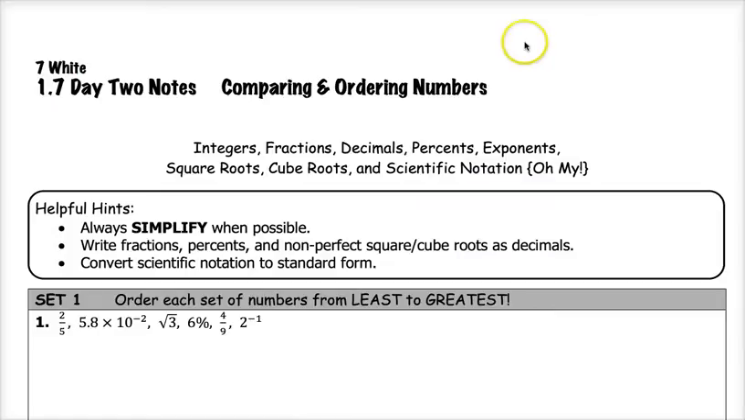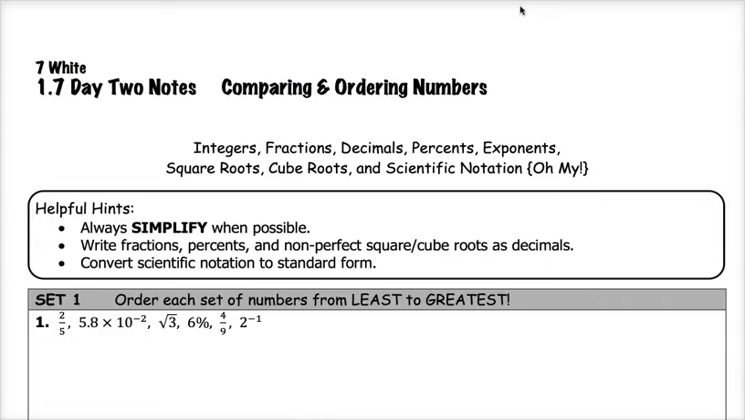Hey there, folks. In this next video, we're going to talk about how to compare and order numbers written in different formats. Those formats range from integers to fractions to decimals to percents to exponents to square roots to cube roots and to scientific notation. Oh my. So we're going to take all of these different formats of numbers that we've practiced so far and learn how to write them in order and compare those numbers.